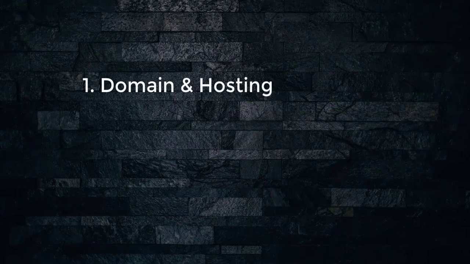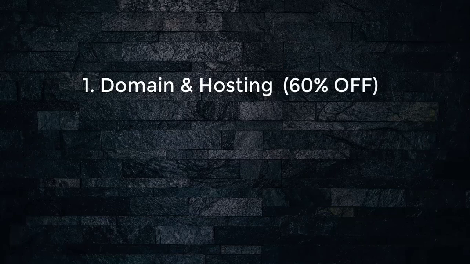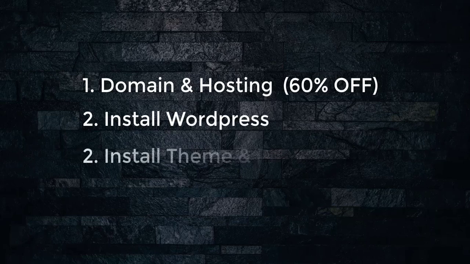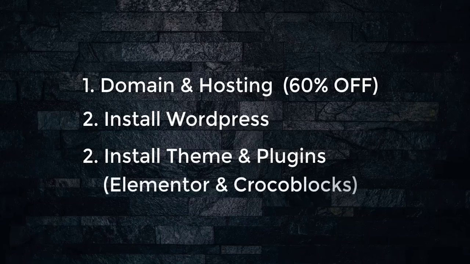Now let's see what we need to make this website. First of all, we need to have a domain name and hosting. Here I will show you how you can get a free domain for the first year, and also how to get a 60% discount through my link. Then we need to install WordPress, and finally we need to install some necessary plugins and themes. For this website, we will install Elementor and Crocoblock. I will show you all step by step, so don't worry about this.